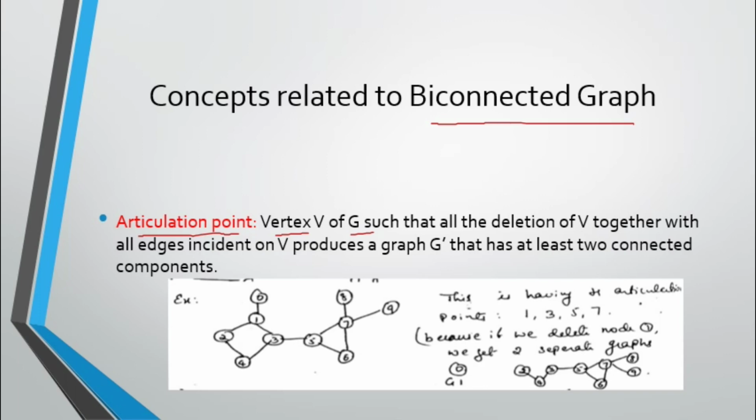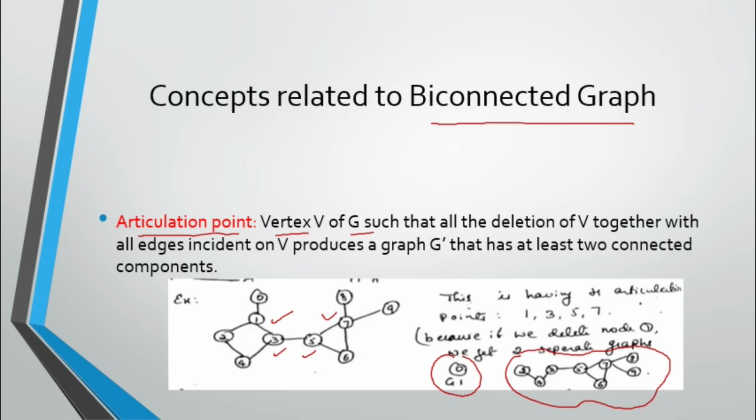So students, here an articulation point is a point which, when you remove it, will break the graph into two pieces. So that is an articulation point. Now you see in this example we have 1, 3, 5 and 7. These are the articulation points. Why? Because if you remove vertex 1 and all the edges incident on 1, it will break the graph into two pieces. You can see there in G dash, 0 is a separate graph and 2, 3, 4 and the remaining part is a separate graph.